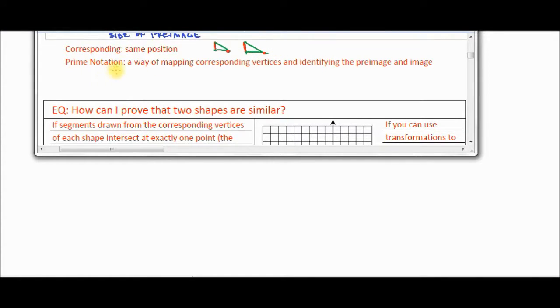And then the next thing is, I've talked about prime notation. That's a way of mapping or matching up corresponding vertices, and it's also a way of identifying what's the pre-image and what's the image. Pre-images will typically have letters like A, B, C. Image, we can use then prime notation to write them like this, so we know which vertices of the image match up with the vertices of the pre-image. You can pause the video and get that written out, and then go ahead and continue.